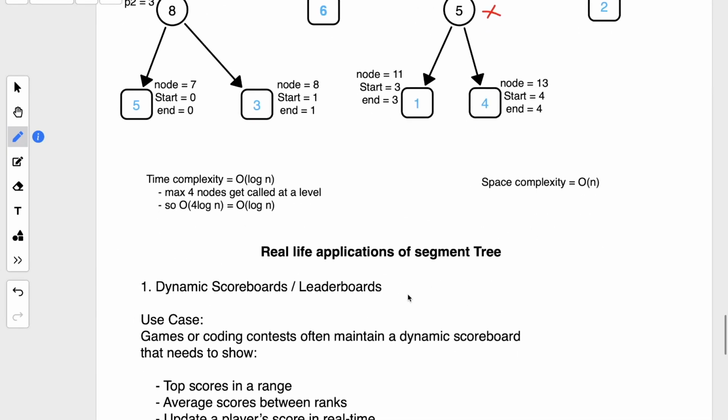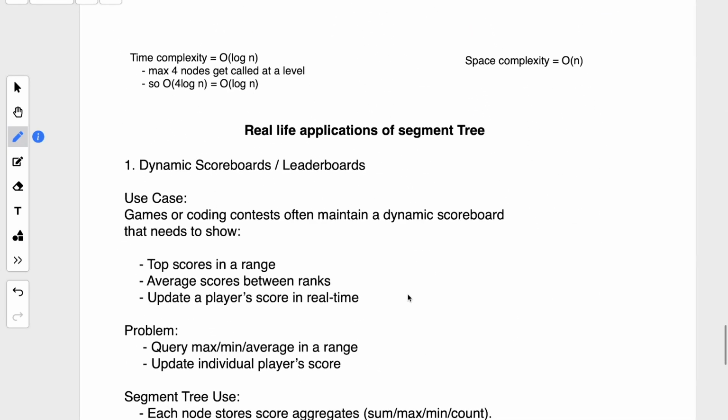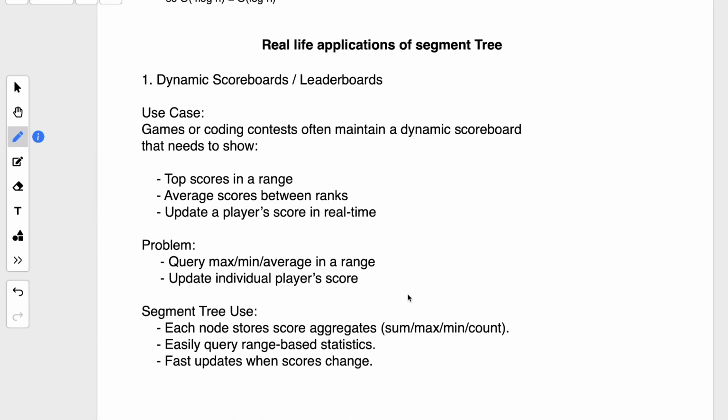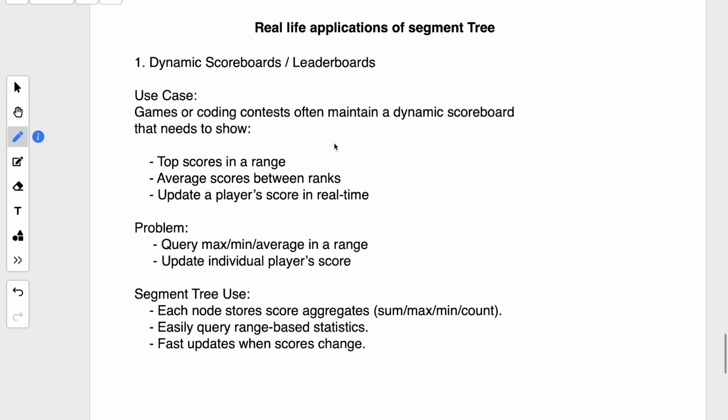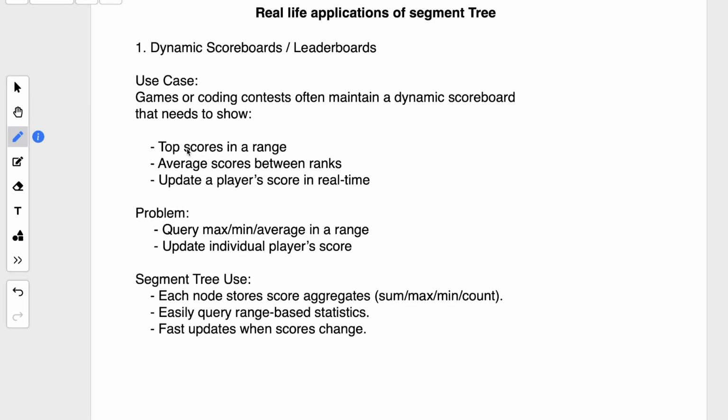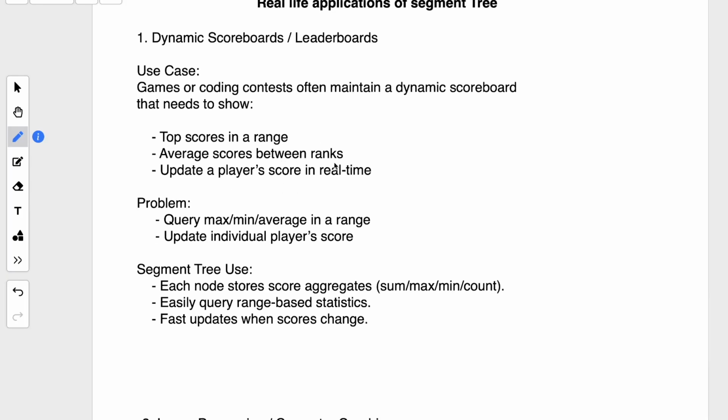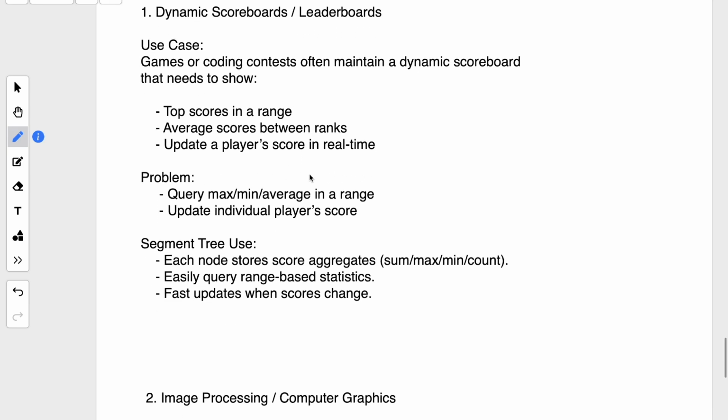This video has become quite large, so let's quickly go to all the real life applications of the segment tree. So segment tree is used in leaderboards. So in a gaming scenario, you usually see the leaderboards, right? Who's in the top, and they constantly get updated based on the scores a player gets. So to update that leaderboard, segment trees are used. So they represent top scores in a range, average scores between ranks, and update a player's score in real time. They are used for all these purposes.